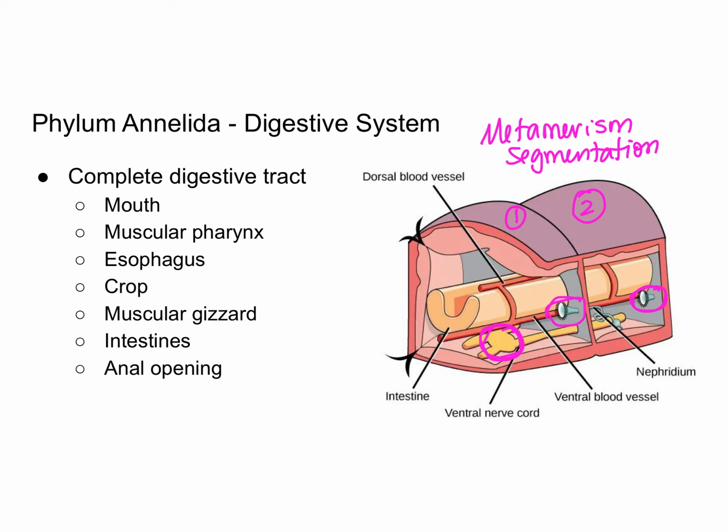Now revisiting the digestive system, they do have a complete digestive tract, which means that food comes in one direction and leaves at the other end. So they have a mouth, a muscular pharynx, which is basically like a throat region, an esophagus, which is a muscular tube that leads to the crop and gizzard, which is like the stomach. And then that leads to the intestines, which absorb nutrients, and then the waste products are excreted out of the anus.